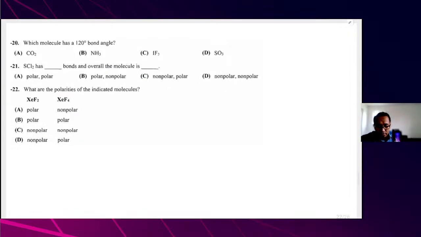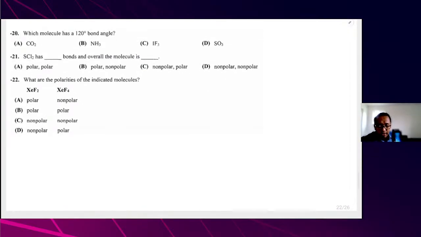And then again, number 20. Which molecule has 120 bond angle? 120 bond angle. It should be trigonal planar. So, N has kind of like this, and then this. How about the okay? And this one is less than 120. Now how about the EF?